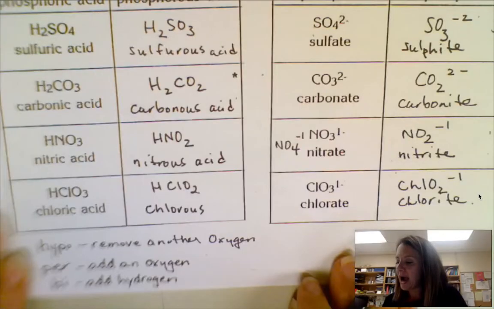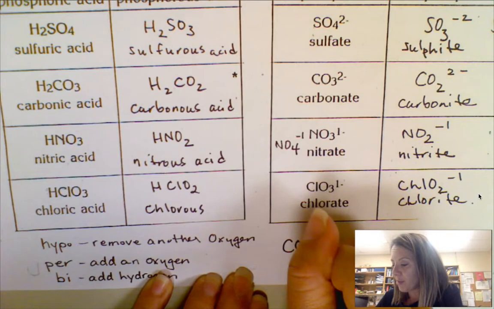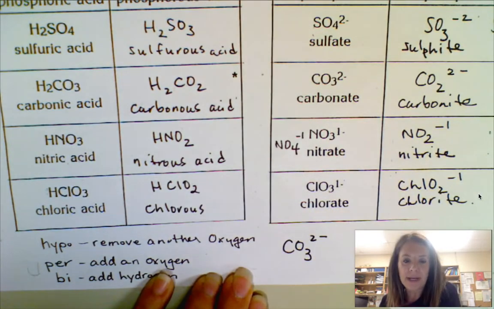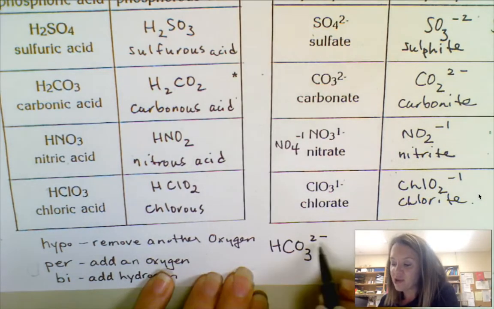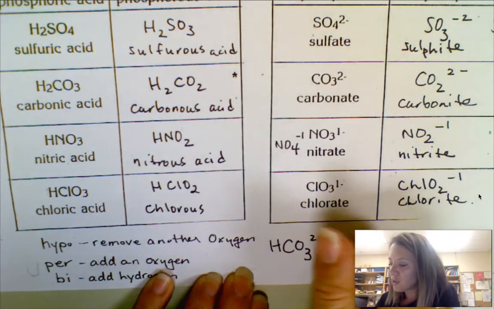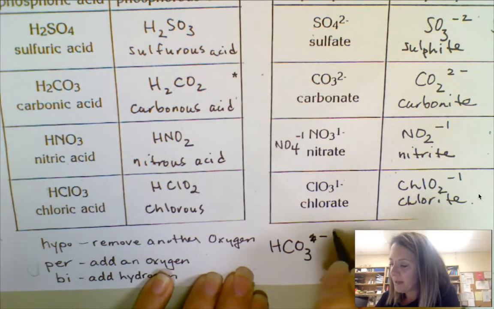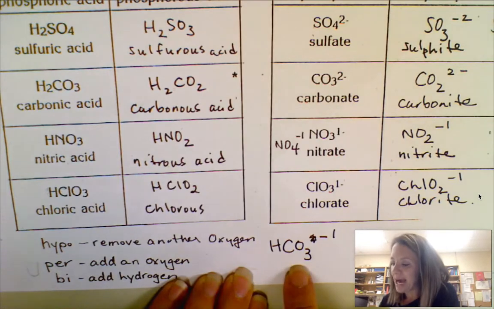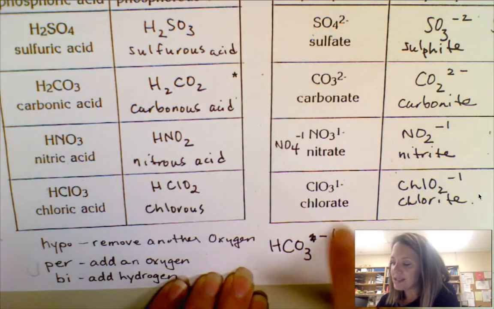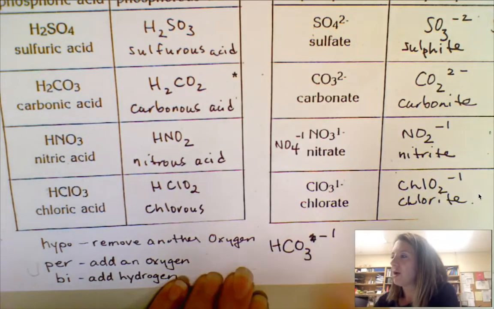So if you have carbonate, for instance, here is carbonate ion. Bicarbonate means add a hydrogen back in. That means that the charge is going to change. So it's no longer a -2. We added one hydrogen back in. So that becomes a -1 charge. It's not an acid yet because we haven't got to something that's neutral. So we just call this the bicarbonate ion.